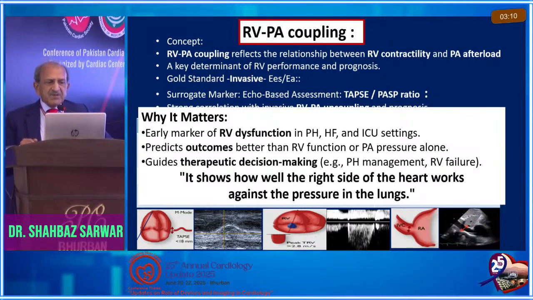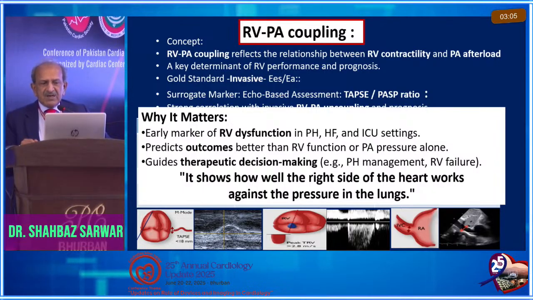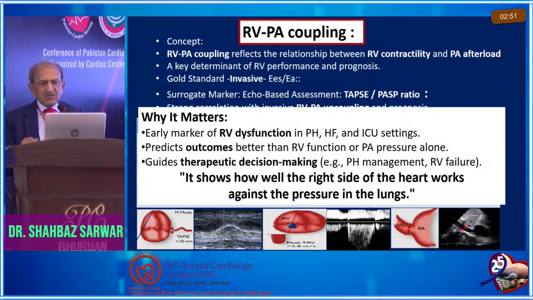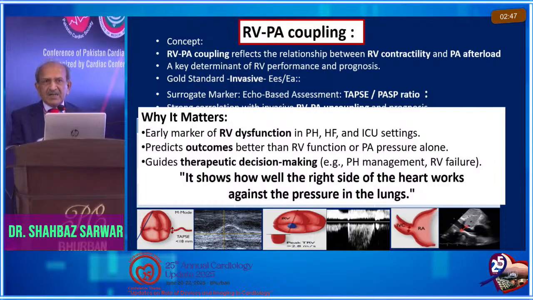So why does it matter? Because it is an early marker of RV dysfunction in pulmonary hypertension, heart failure, and ICU settings. It predicts outcomes better than RV function alone or PA pressure alone, and guides therapeutic decision making like pulmonary hypertension management or RV failure. It shows how well the right side of the heart works against the pressure in the lungs.